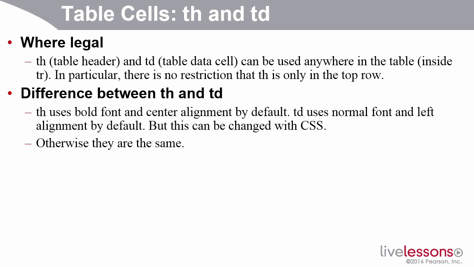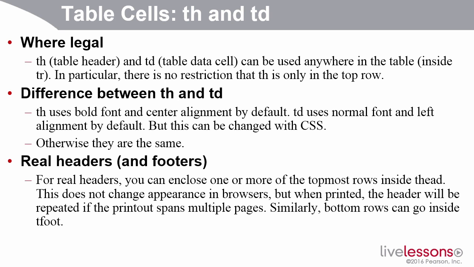THs are the headings. They describe what's in the table. TD is the content that's being presented. But the most common scenario is the first row contains the THs and the later rows contain the TDs.